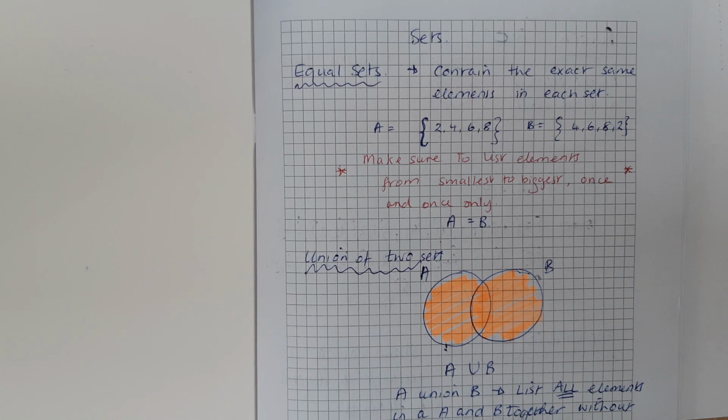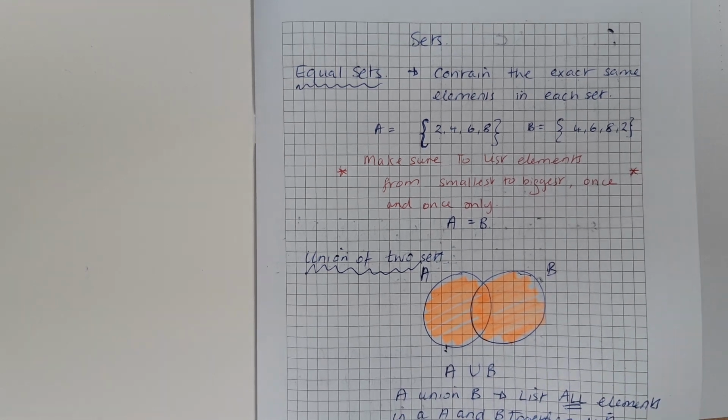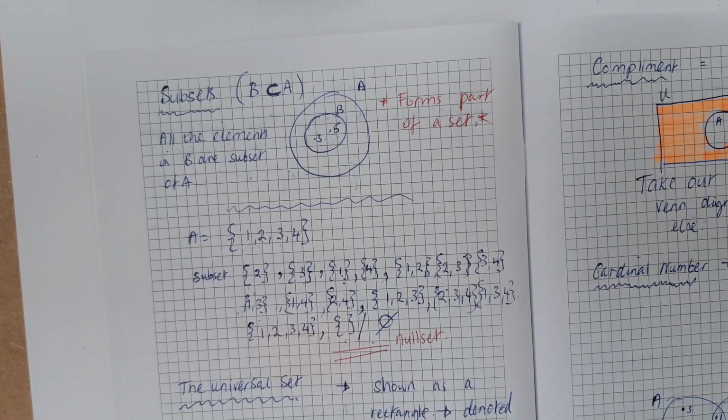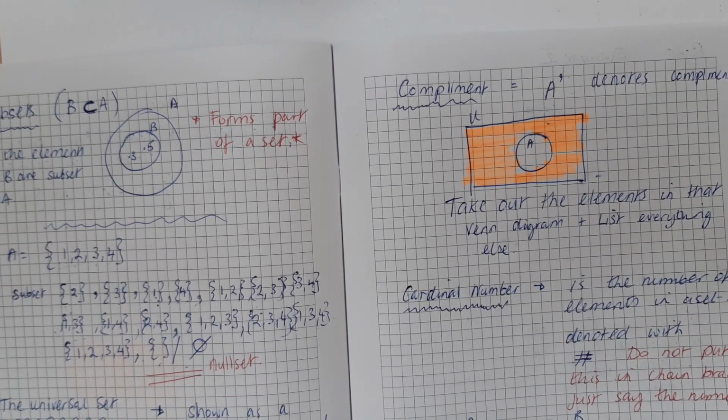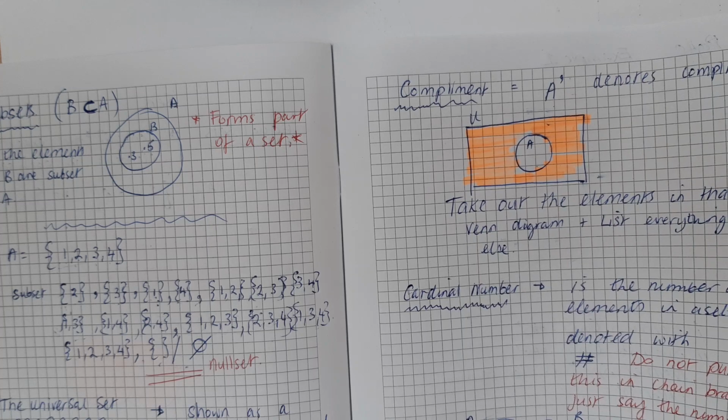Good morning, girls. So yesterday you were using your notes copy and just taking down basic notes from sets that you would have learned last year. You've taken this into your notes copy. We looked at equal sets, the union and intersection of sets. We also looked at subsets, the universal set, complement, cardinal number. Okay, so that's where we finished off yesterday.